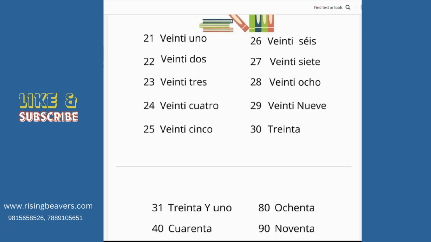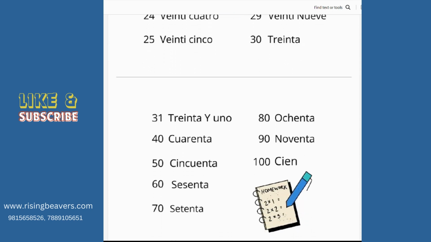Okay. So after 30, there is another rule. What do we have to do? So now the counting will be the same. 31. So here it comes y. Y means and. It is a connector here. Okay. 31 means 30 and 1. So after 30, we have to add the y and counting will be 30 and 1, 30 and 2, 30 and 3, right? In that way. Okay? We have to add the y. It means and. So 31, 32, 33, 34, 35, 36, 37, 38, 39, and 40. 40 will be cuarenta, right?